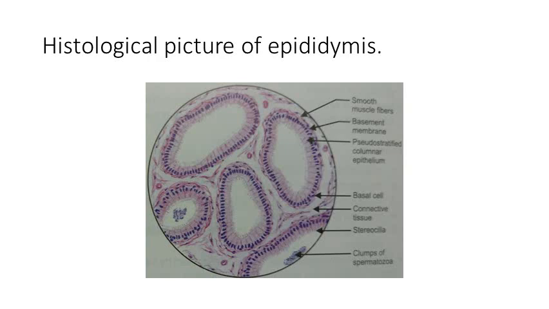Then in the connective tissue, you can very well appreciate the presence of the smooth muscles, which are less in the body and the head, while they are maximum in the tail region. Then coming over to the lumen, you can see that there are clumps of spermatozoa present.